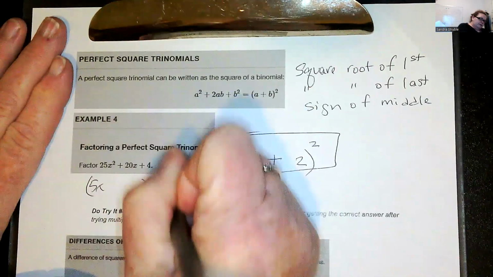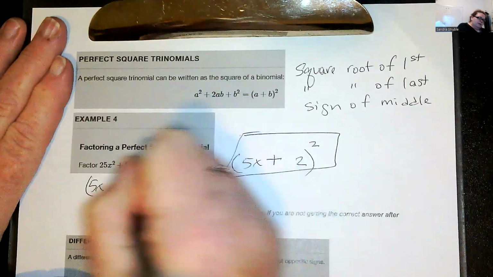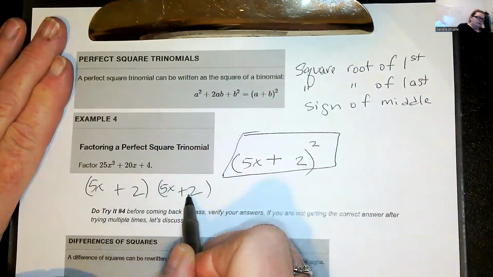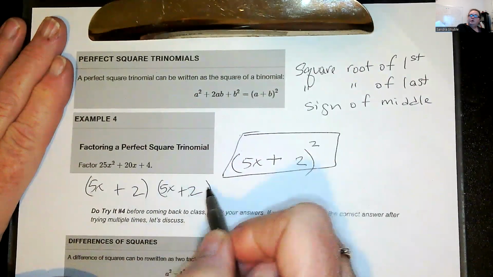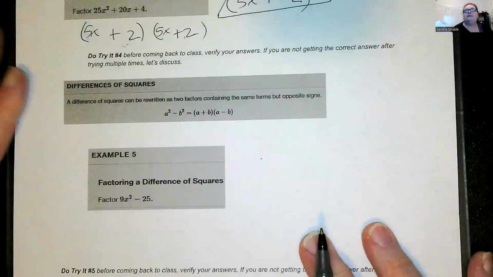Well, let's break it down. 25 is 5x and 5x. 4 is 2 and 2. And then positive and positive, check it. 5 times 2 is 10. 5 times 2 is 10. 10 plus 10 is 20. So this shows us the perfect square as well. Okay, let's look at the next one.